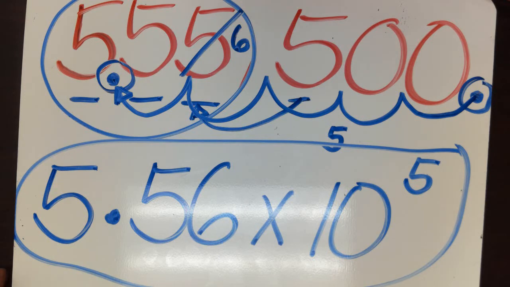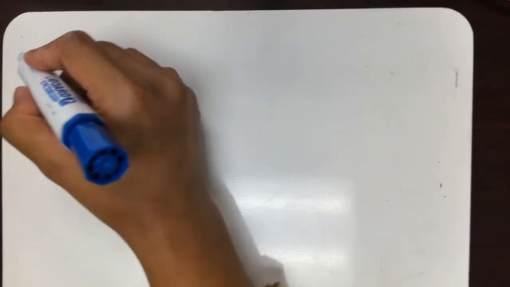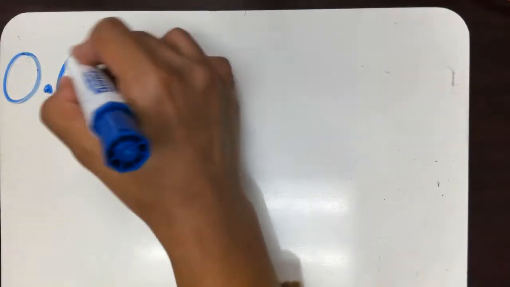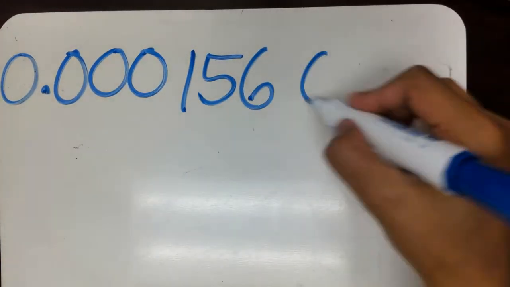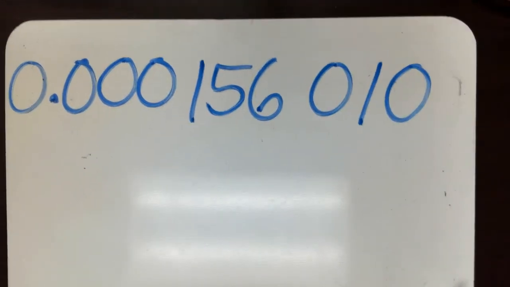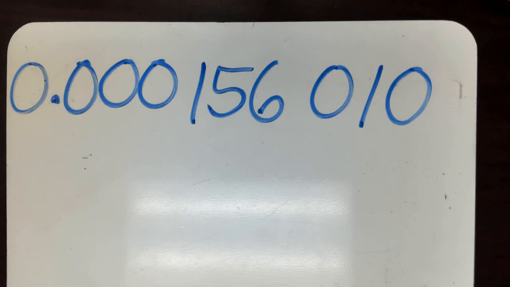Okay, let's proceed to number 2. Number 2 is 0.00156,010. So that's a small number. What do we know if the number is very small? The exponent has to be what? Positive or negative? It should be negative. So just take note of that.